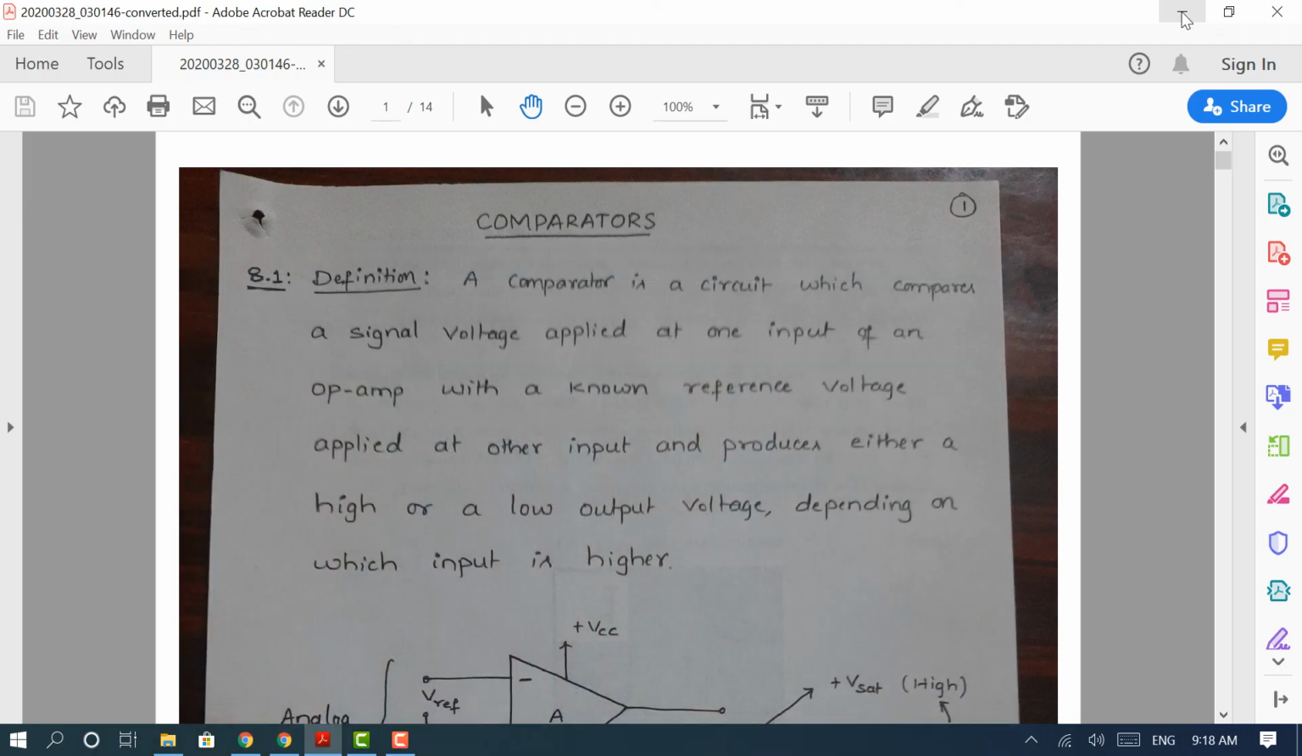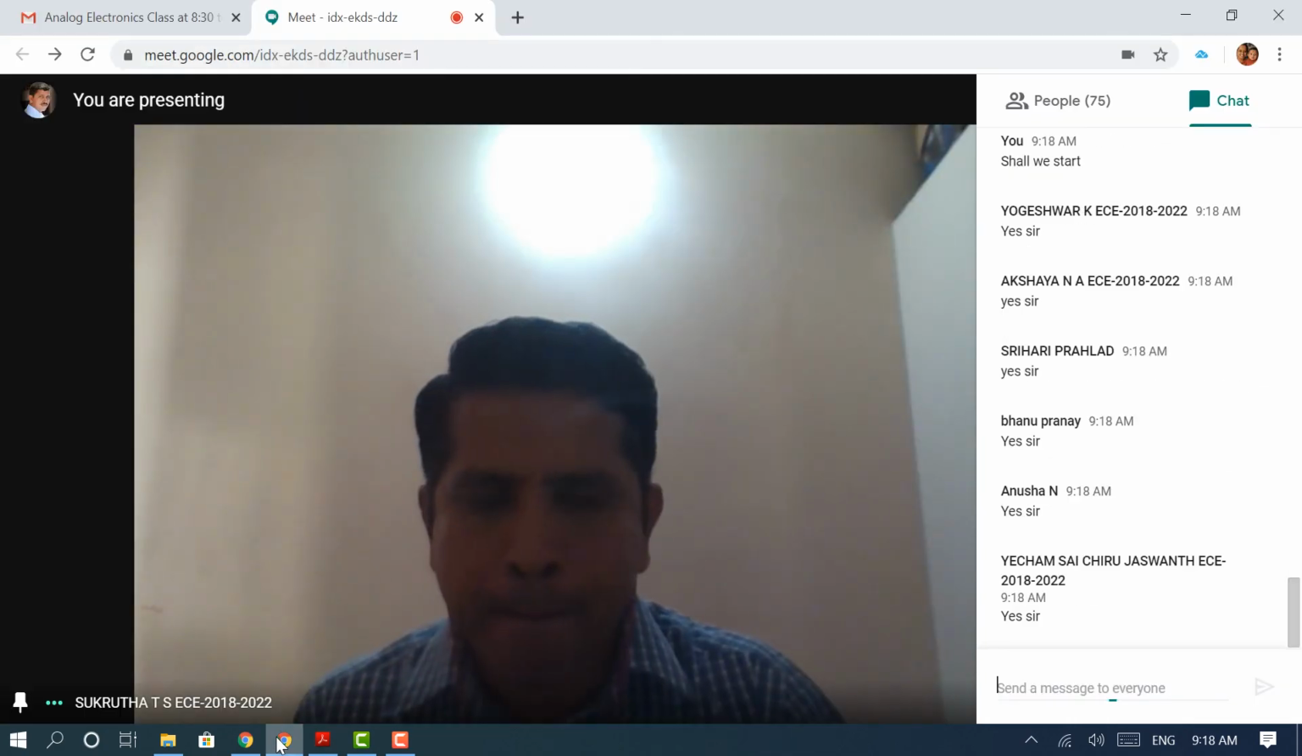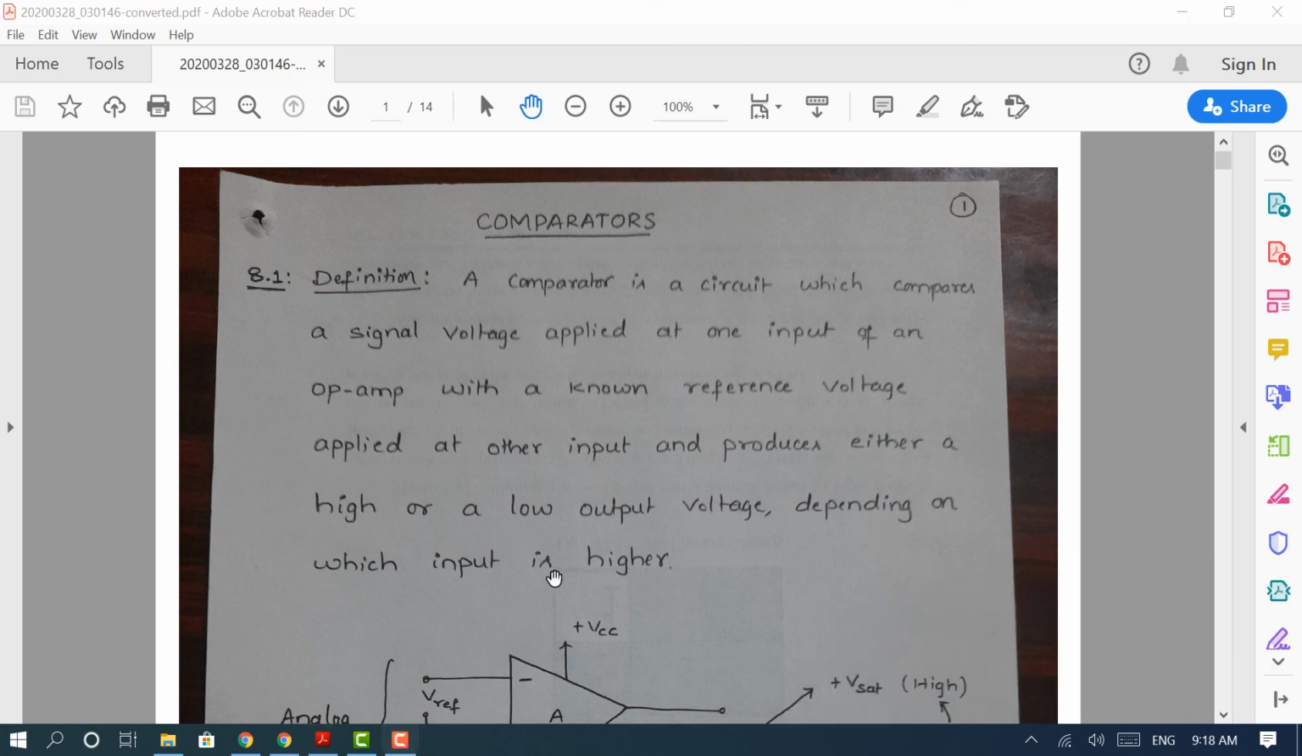Let me directly go to the circuit. Today I am going to discuss the comparator circuit. The comparator circuit definition is as follows: a circuit which compares a signal voltage applied to one of the inputs of an op-amp.